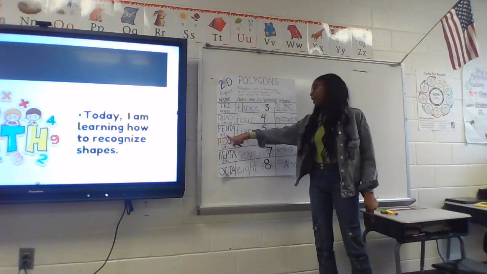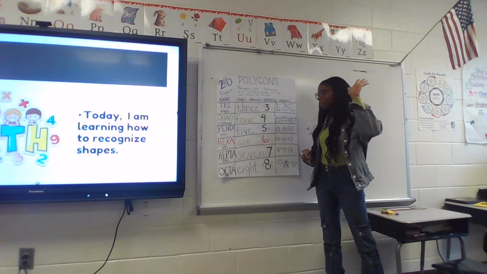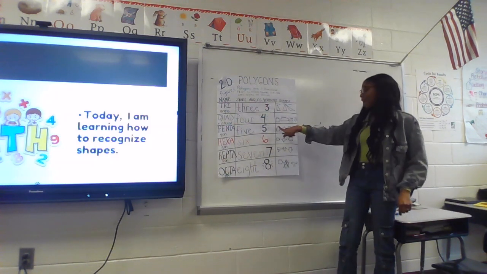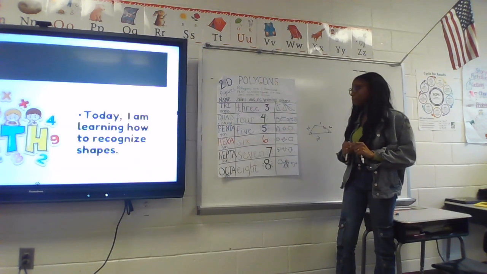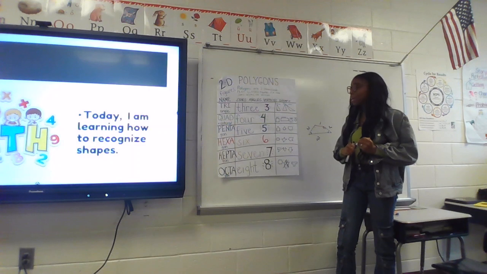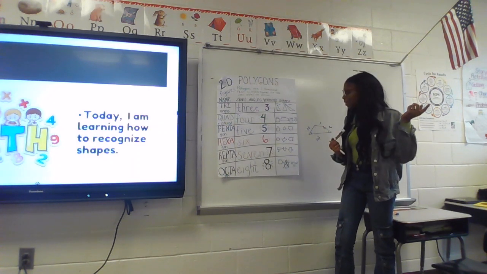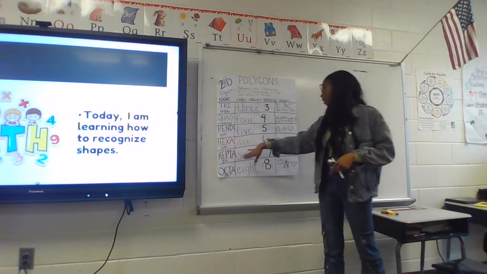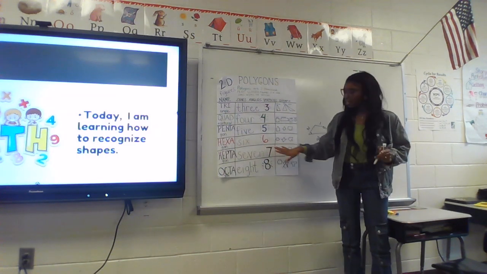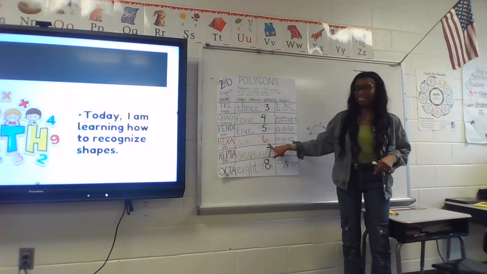Then we have our pentagons. Penta means 5. So a shape that you see that has 5 sides is always going to be called what? What's a shape with 5 sides called? Pentagon. I don't hear you. Pentagon. A hexagon is going to be a shape that has how many sides? 6. A hexagon has 6 sides.